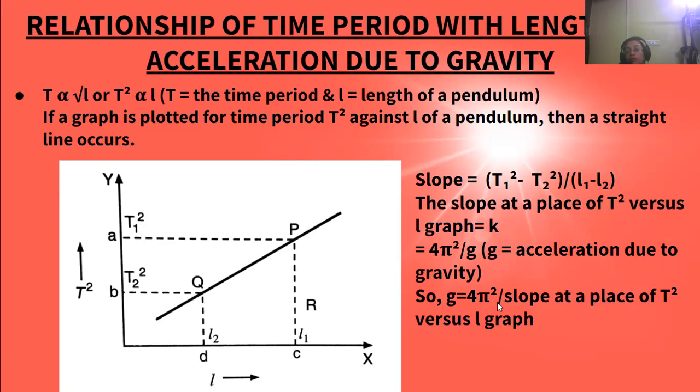If g is equal to 4 pi square, where the slope of the T square versus L graph is constant. Okay, so g is equal to what? You can convert it like this: the slope of the T square versus L graph is equal to 4 pi square by g. Therefore, g is equal to 4 pi square by the slope of the T square versus L graph.